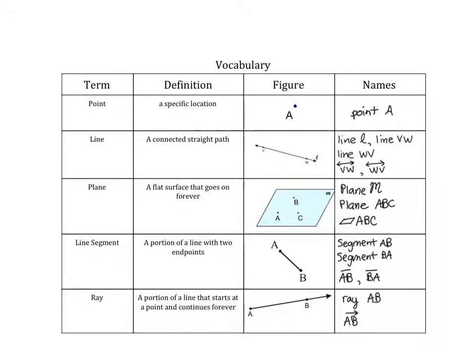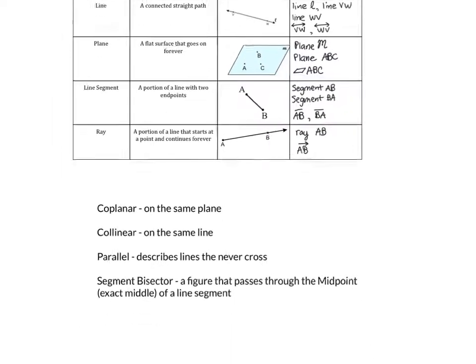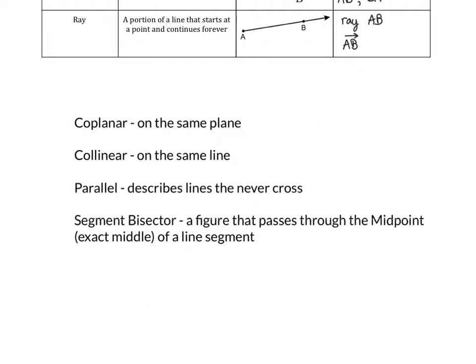Now I do have a few more pieces of vocabulary that we're going to start using, but not as much today. The first one is coplanar. This isn't an actual figure, it's a way to describe figures. Coplanar means that two figures are on the same plane. For example, you can have two points that are on the same plane, so we call them coplanar. Collinear means that the two points are on the same line.